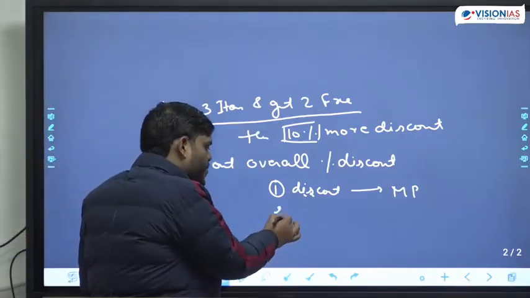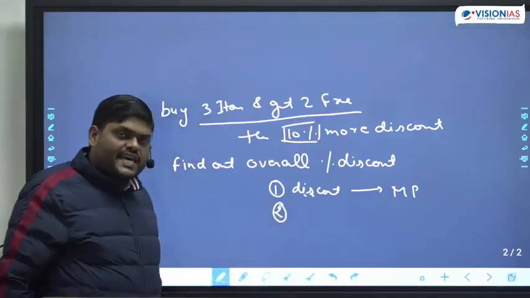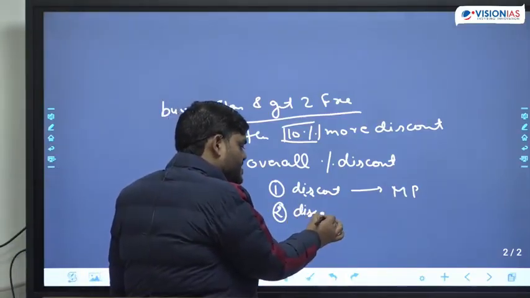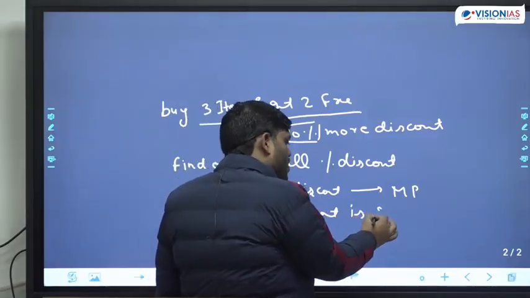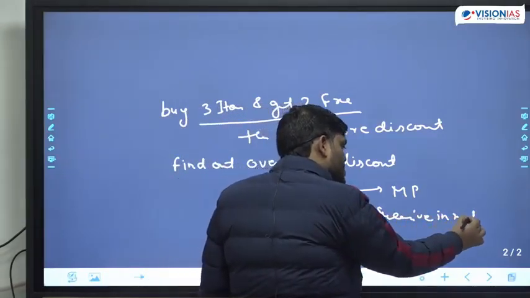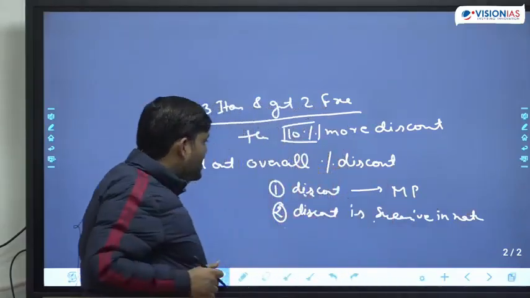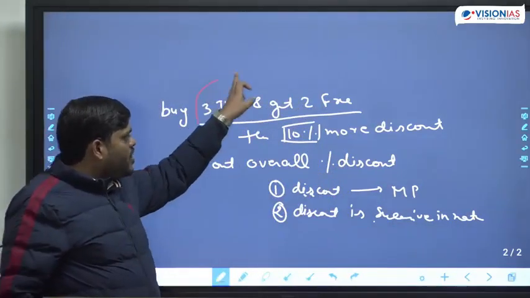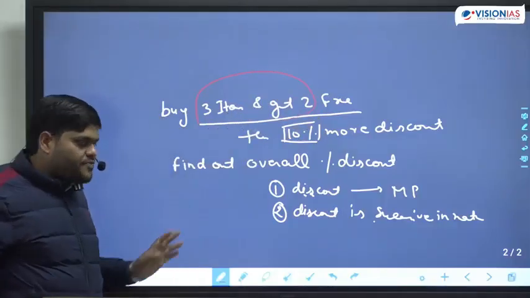Now what is the second point? The second point is discount is always successive in nature. These 2 points we have discussed. So first our job is to find out what is the overall discount here. How can we find out?